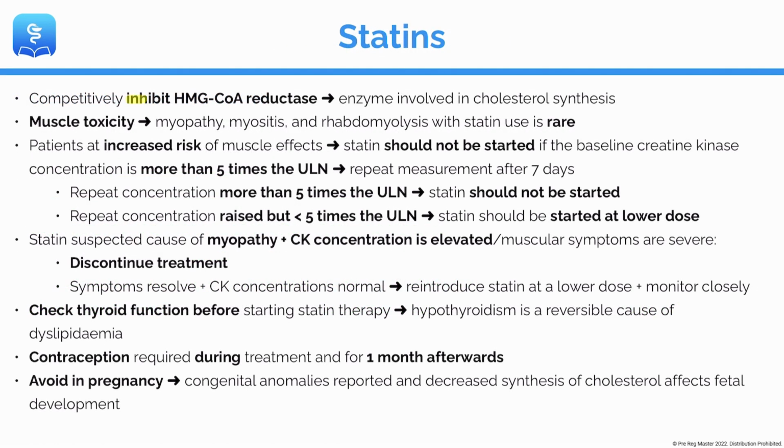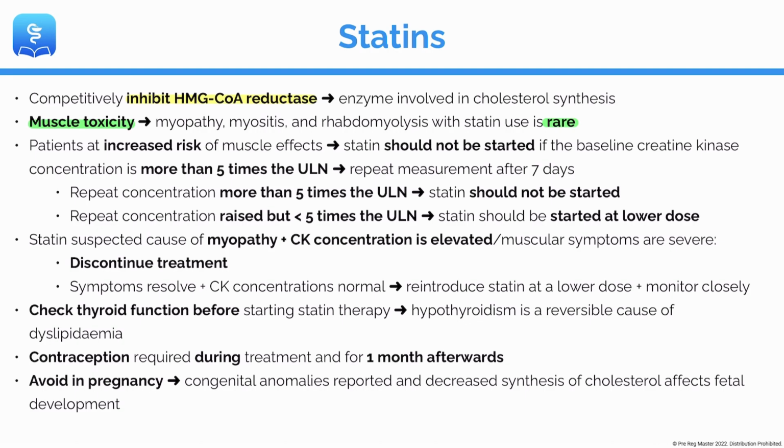Statins competitively inhibit HMG-CoA reductase, an enzyme involved in cholesterol synthesis, especially in the liver. Muscle toxicity, such as myopathy, myositis, and rhabdomyolysis, can occur with all statins, however, it is rare. The likelihood increases with higher doses, and in certain patients, including those with a personal or family history of muscular disorders, previous history of muscular toxicity, a high alcohol intake, renal impairment, or hypothyroidism.